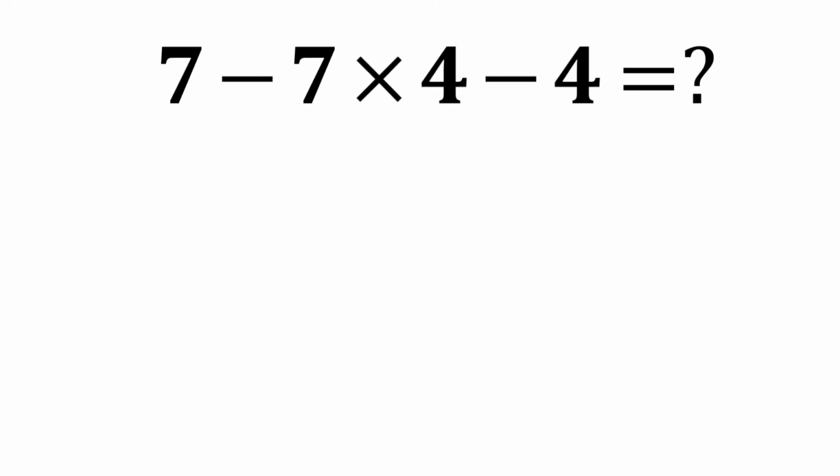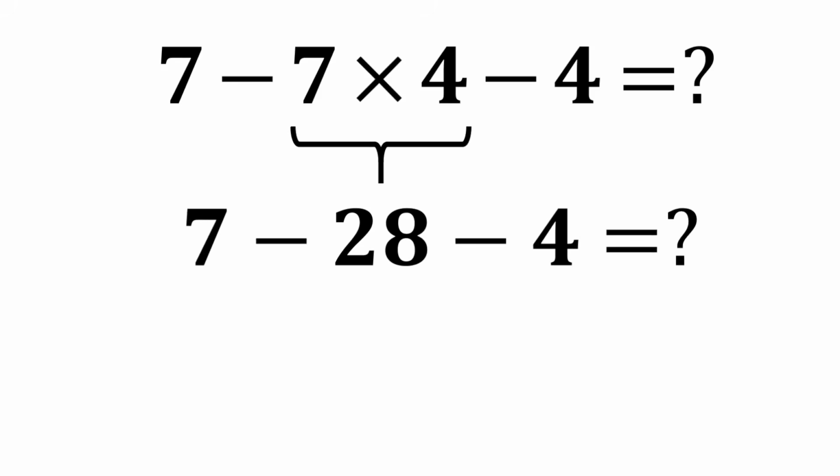The expression is 7 minus 7 multiplied by 4 minus 4. In this expression, we have 2 subtractions and 1 multiplication. According to PEMDAS, multiplication has a higher priority than subtraction, so we perform the multiplication first. 7 multiplied by 4 equals 28. The expression becomes 7 minus 28 minus 4.